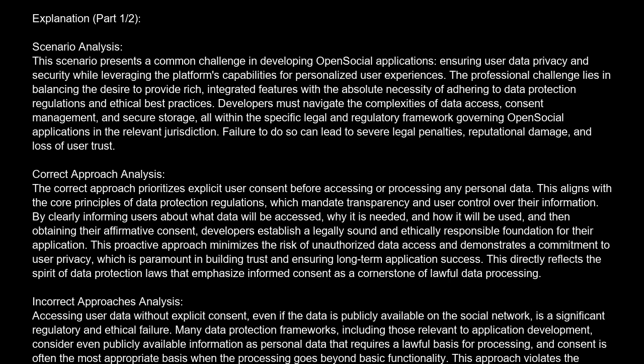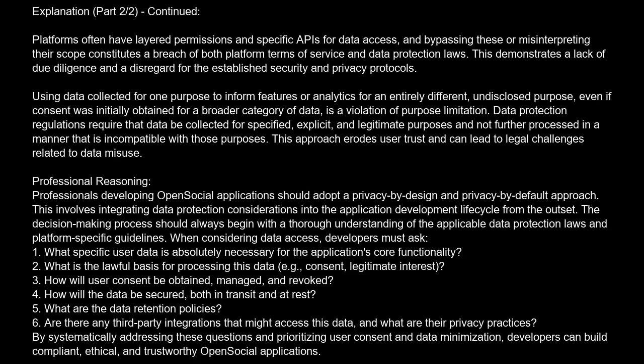Assuming that because an OpenSocial application is integrated with a social platform, it has implicit permission to access all user data is another critical failure. Platforms often have layered permissions and specific APIs for data access, and bypassing these or misinterpreting their scope constitutes a breach of both platform terms of service and data protection laws. This demonstrates a lack of due diligence and a disregard for the established security and privacy protocols.